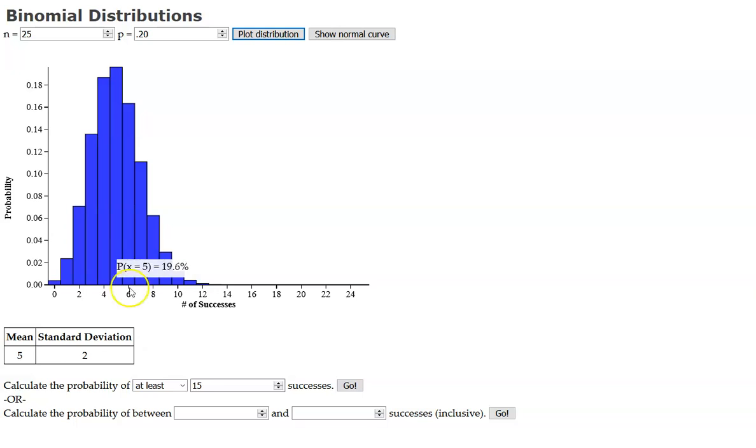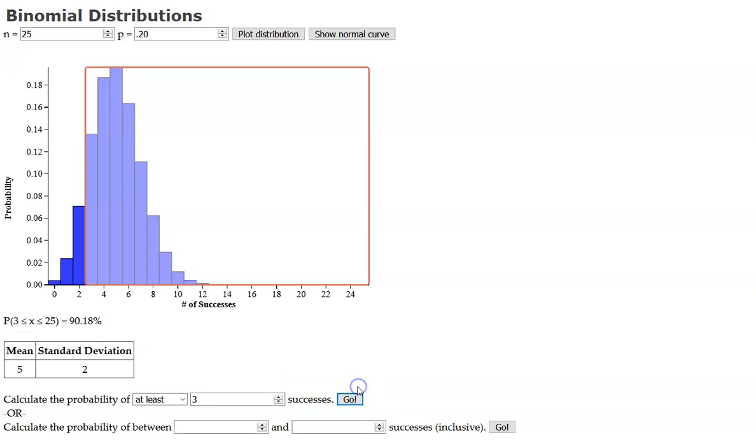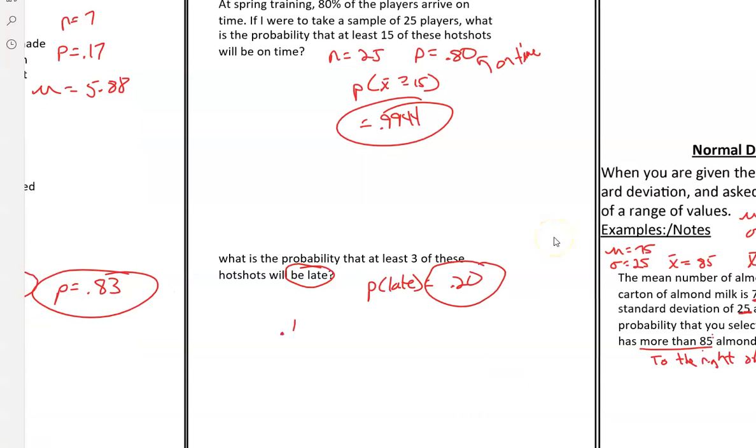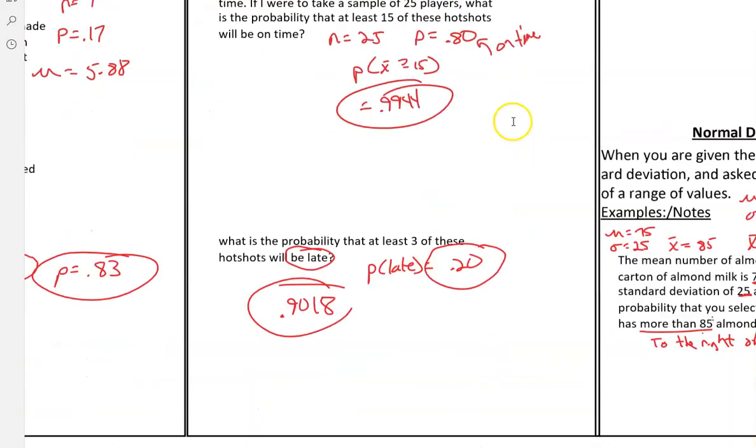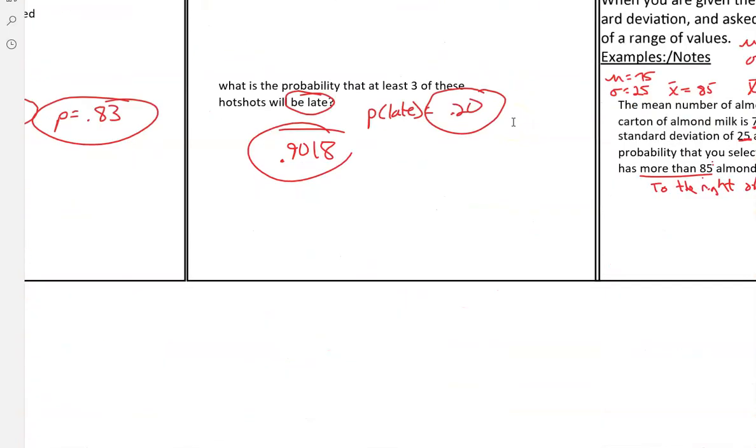And at least 3, there's a 13.58% chance that exactly 3 will be. But we want at least 3. And that is 90.18%. So the chance that at least 3 will be late is 0.9018. So be careful about that. They could ask it either way. And that's one of the things about a binomial distribution. Another thing they could ask is, let's find the normal approximation of this.